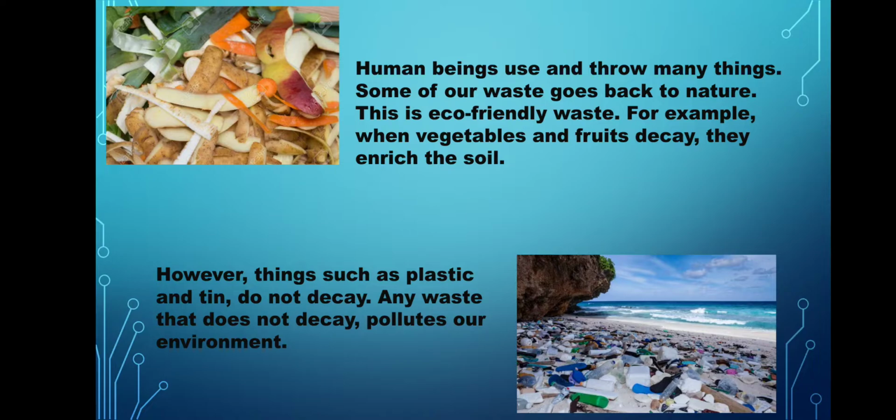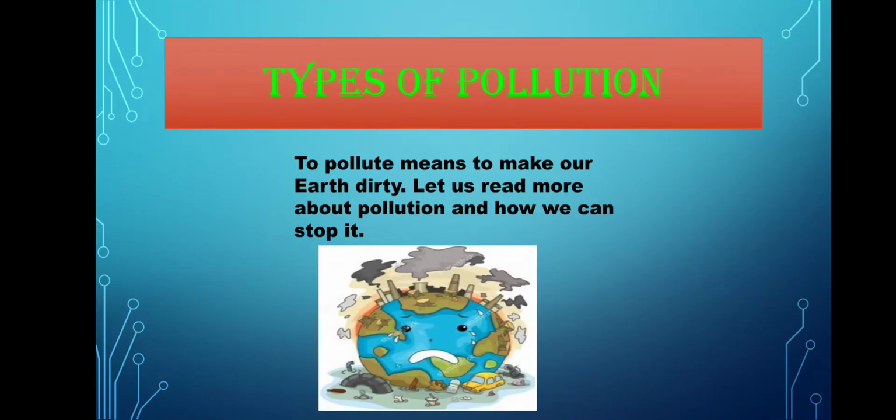However, things such as plastic and tin do not decay. Any waste that does not decay pollutes our environment. Now we will study the types of pollution. To pollute means to make our earth dirty. Let us read more about pollution and how we can stop it.